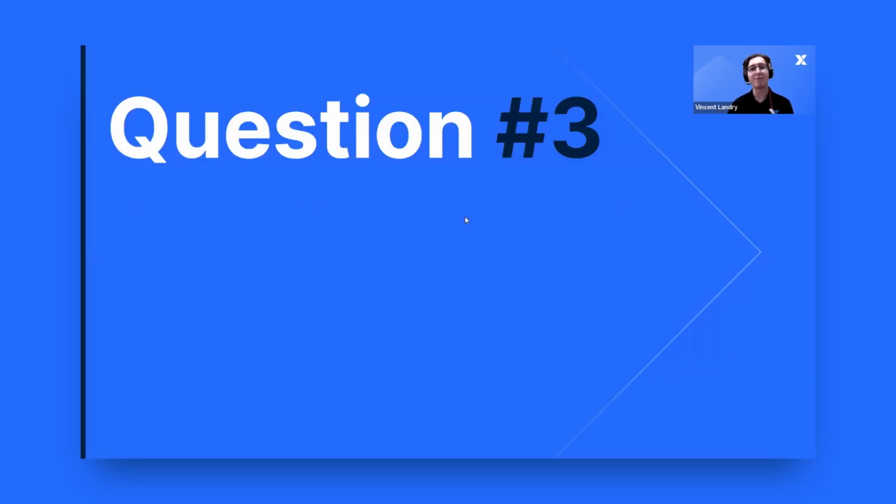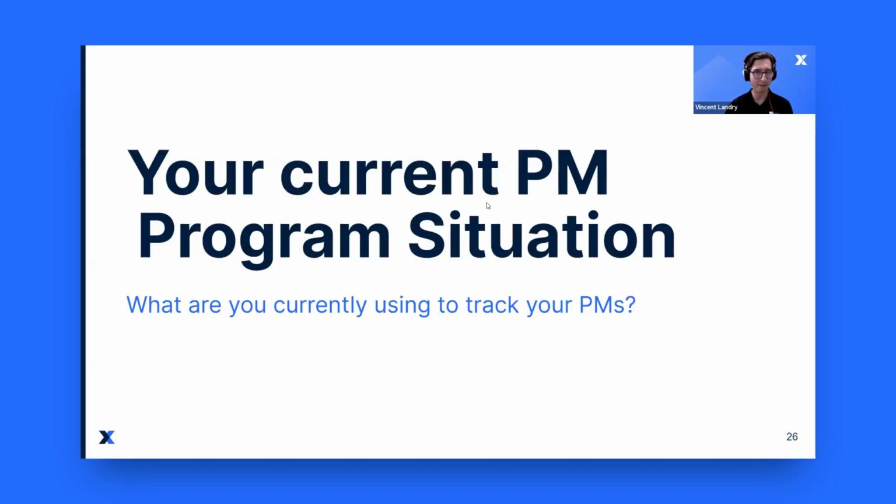That was a lot of talking for me, so I'll take a quick pause here. Question number 3 for you. Just curious, for your current PM program situation, are you currently using a system, or are you using an Excel spreadsheet, or using a CMMS? So what are you currently using to track your PMs? I will give about a minute. Please use the chat to share with us what you are currently using.